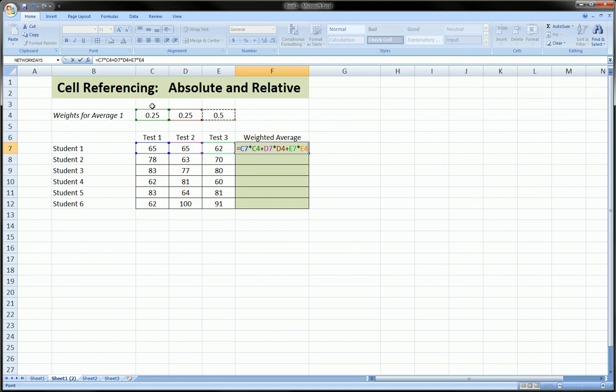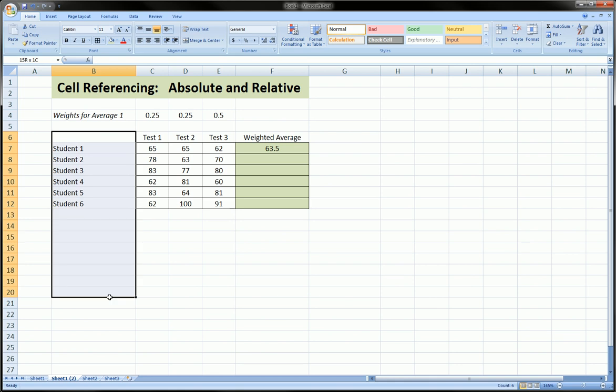Okay, so just to explain what's going on here, we can hit enter. Now I've computed the weighted average of student one using these weights over here, and that's all well and good. But how about if I have many students, hundreds of students? I have a big lecture hall, right? Or you can think of many other examples where you might not want to type this formula over and over. What will happen if I pull this formula down?